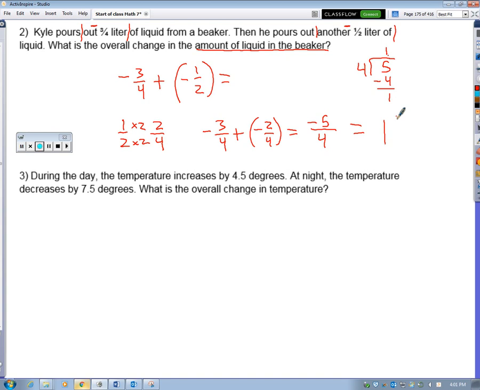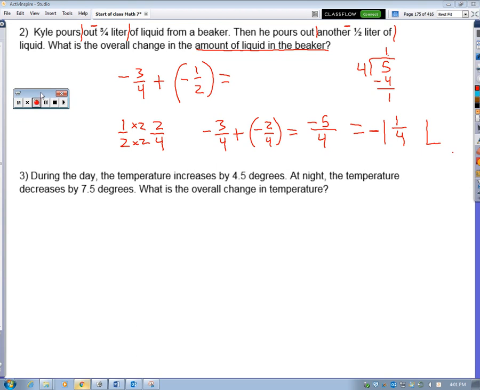And we have 1 as a remainder, which goes on top, and the number on the outside goes on the bottom. So Kyle lost negative 1/4 liter, we'll put an L there for liter, of liquid. Okay? Problem number 3, let's check this out.